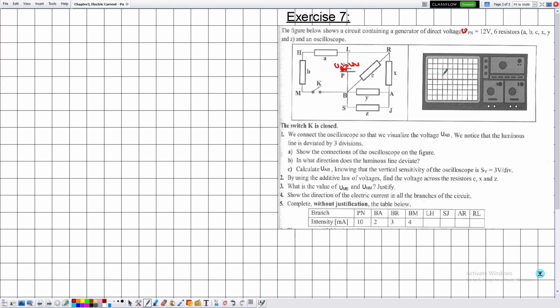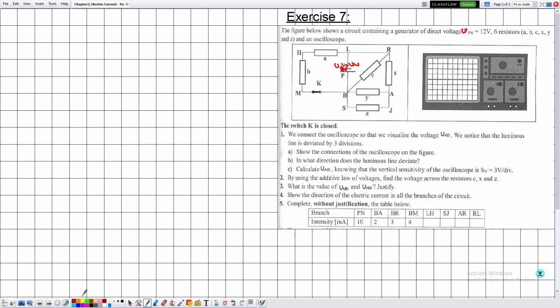Six resistors A, B, C, X, Y, and Z, and an oscilloscope. The switch key is closed, so this is the simplest case. We haven't yet studied what is meant by a resistor, but now we consider it as a general electric component, and we will not discuss the different laws that govern a resistor.